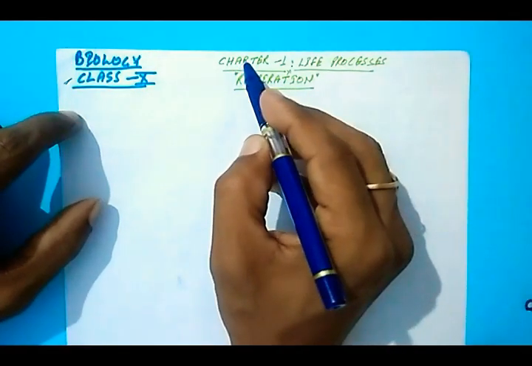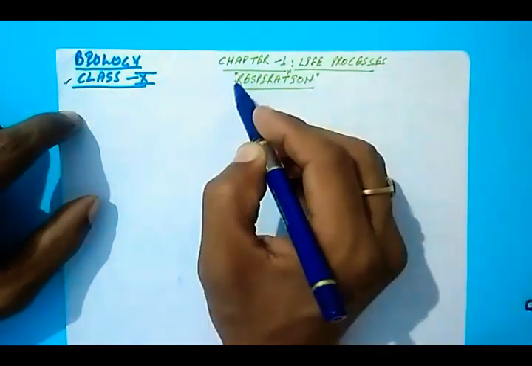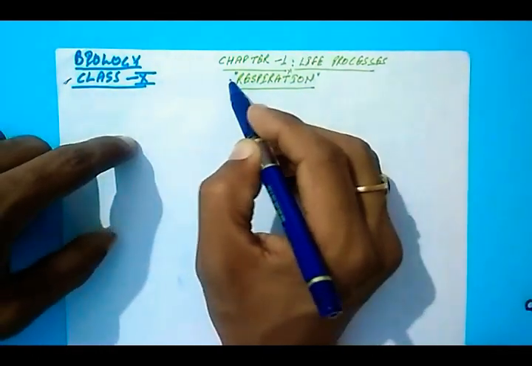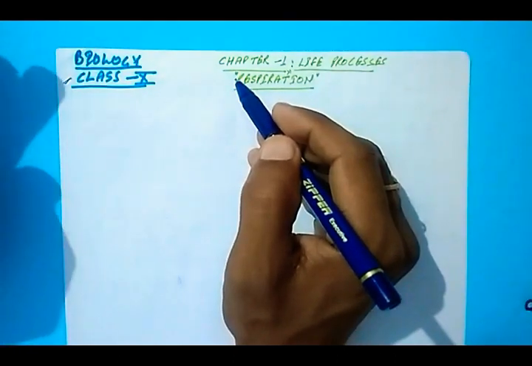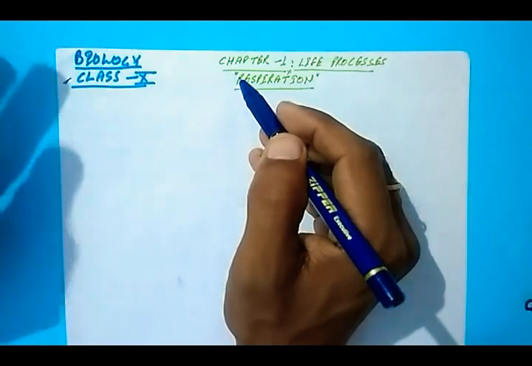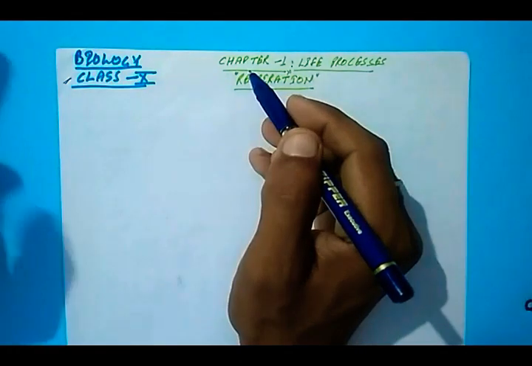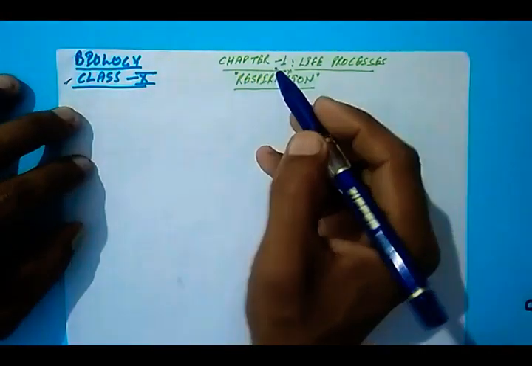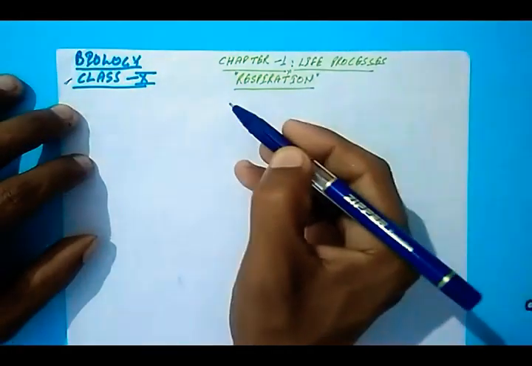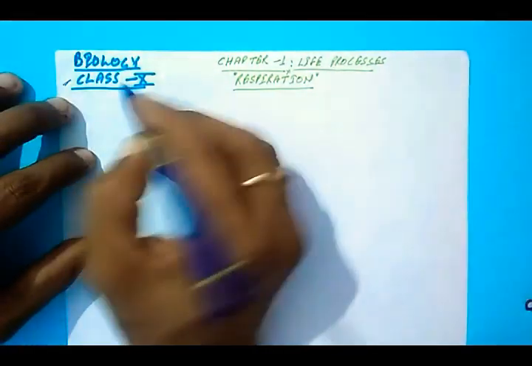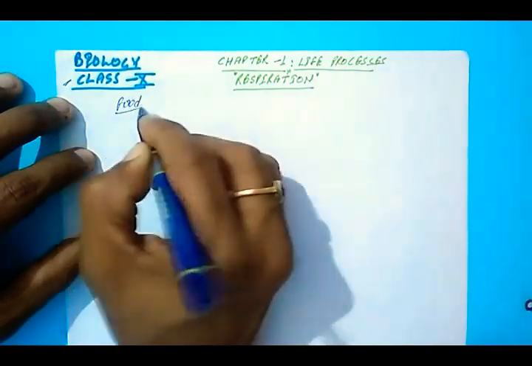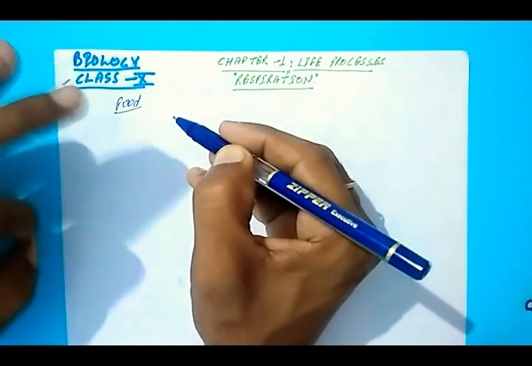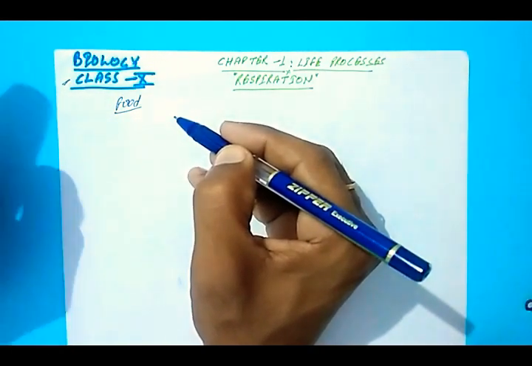In our previous lecture we studied the first chapter, life processes. In the previous videos of this chapter we studied nutrition in plants, the various types of nutrition, autotrophic and heterotrophic nutrition, and nutrition in humans. Finally, we know that the food which is digested by the digestive system is transported by the blood vascular system to various parts of the body, to the tissues and into the cells.